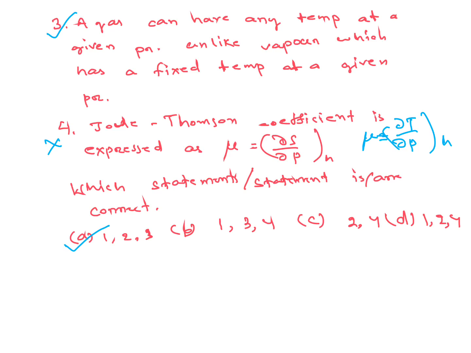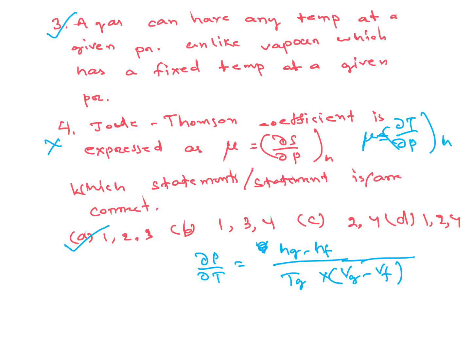That Clausius-Clapeyron equation again I will write. dP by dT equals enthalpy by temperature into Vg minus Vf. That second option, it was correct.